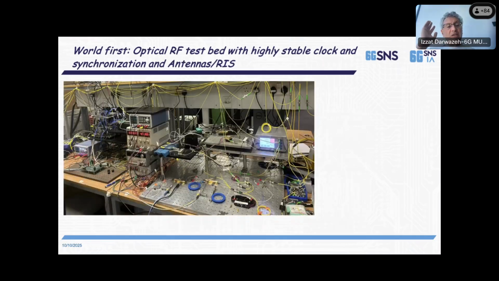Just the last thing to say is that we have tested all of these in laboratory conditions, and we are getting the femtosecond level jitter and the picosecond level accuracy. That should lead us to centimeter level accuracy of positioning, whether we use any signal from sub 6 gigahertz up to the millimeter wave. Thank you.